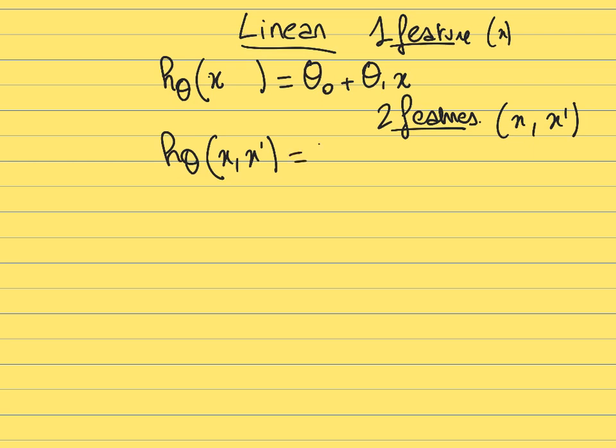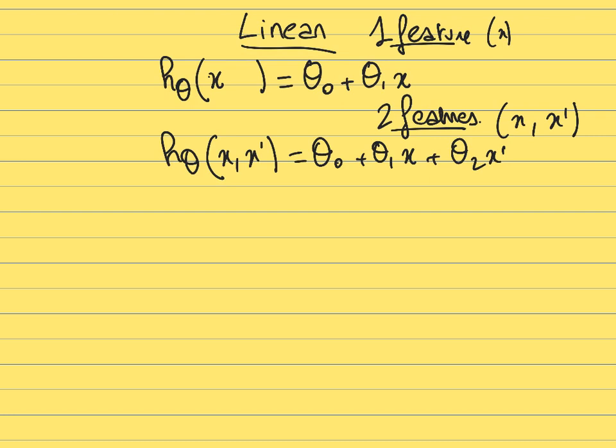It's still a linear model, so you can express it as an intercept plus a coefficient theta 1 times x plus a coefficient theta 2 times x prime. And that would be exactly the same thing. That would be a linear model, but now you have two dimensions instead of just one. You have two features, two inputs for your model.